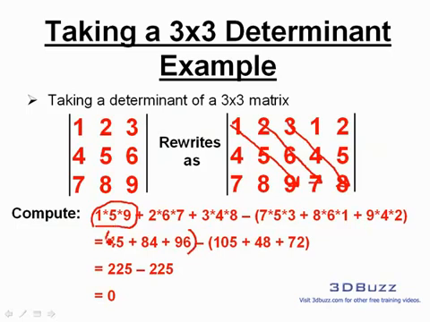Then, if you go the other way, up, 7 times 5 times 3 is 105. 8 times 6 times 1 is 48. 9 times 4 times 2 is 72. I added those 3 and then I subtracted the whole. You could also, like I said, subtract each individual component. And you get minus 225, and that's 0. Now, if you get a 0 as your determinant, what does that mean?